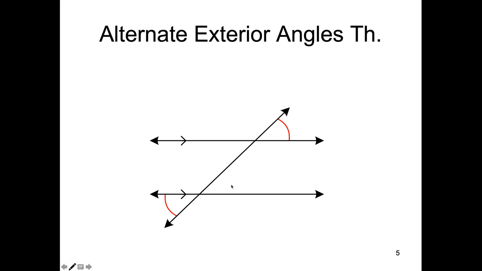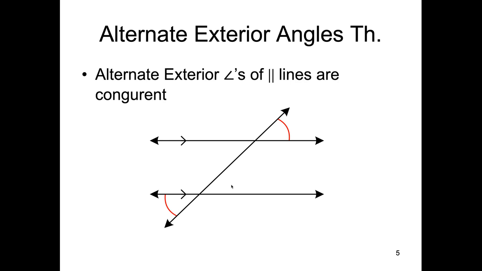Okay. Alternate exterior angles, those are also going to be congruent. And this one I'm going to have you prove. So I'm going to have you write a proof to show how those angles would be congruent.